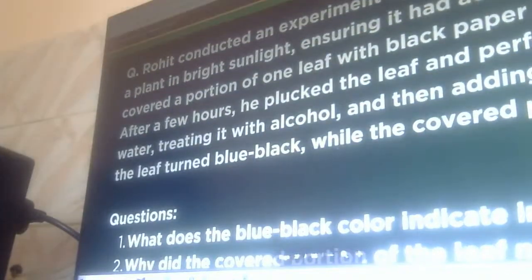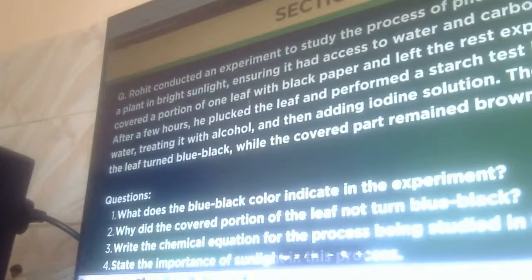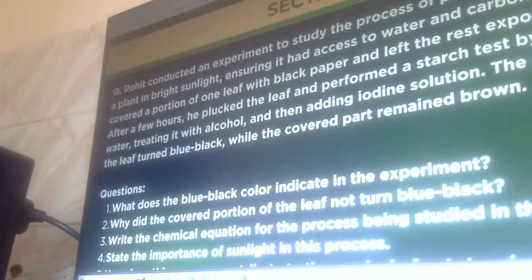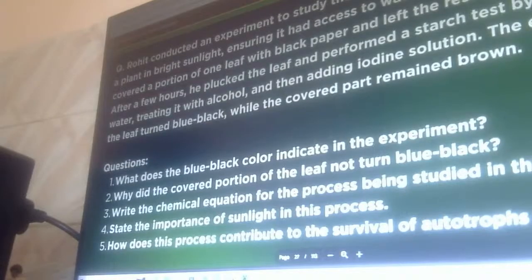Now, section E. So, he conducted an experiment to study the process of photosynthesis, not in bright sunlight, with CO2, covered with black paper. Black paper means no sunlight it's getting. CO2, I think it might be able to get, but sunlight it won't get. The covered part remains brown. Blue black color indicates that there is starch. The covered portion did not turn blue black because there was no intake of sunlight by the chloroplast. As a result, photosynthesis didn't occur and starch could not be formed.